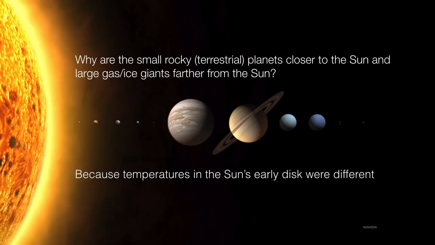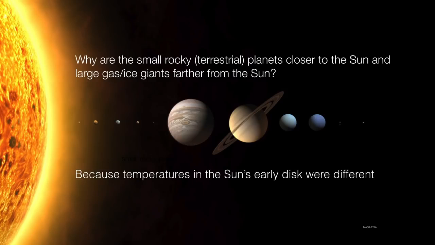And so, why then are the small rocky terrestrial planets closer to the sun and the large gas and ice giants farther from the sun? It's because of that temperature difference. It is only in the outer solar system where these large planets can form because they have an abundance of both refractory materials and volatiles. However, inside the solar system where the terrestrial planets live, there are only refractory materials to build with.